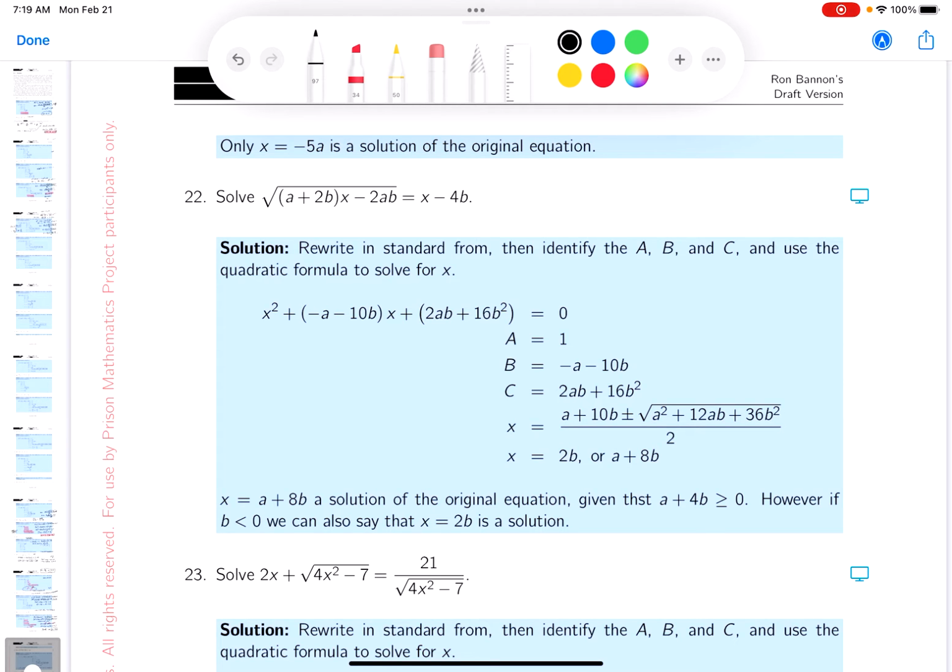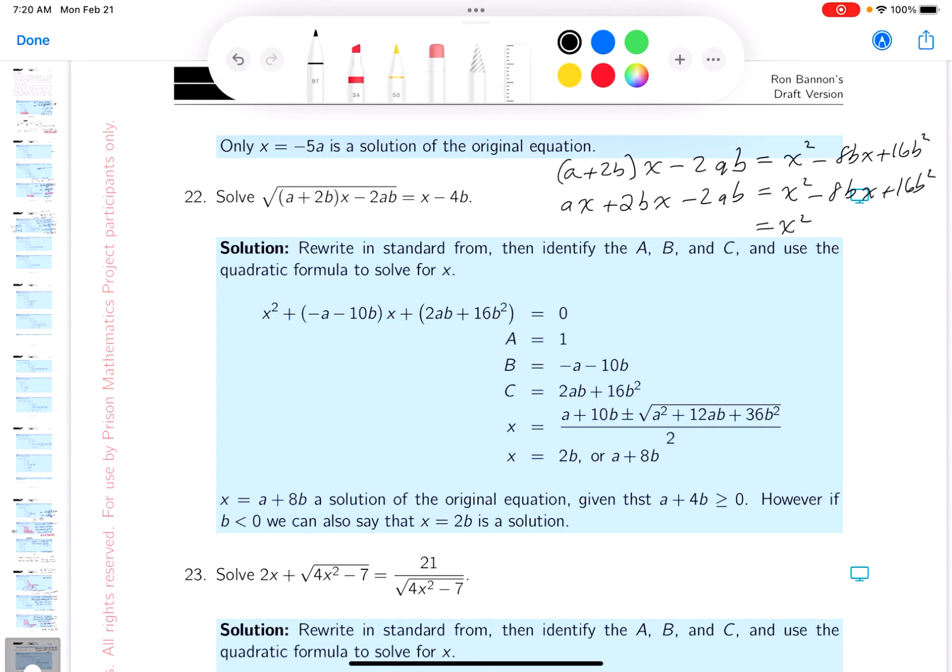Okay, although dangerous, I'm going to square both sides. And what do you get? You would get a plus 2b times x minus 2ab equals x squared minus 8bx plus 16b squared. I'm going to continue to simplify. This will give me ax plus 2bx minus 2ab equals x squared minus 8bx plus 16b squared.